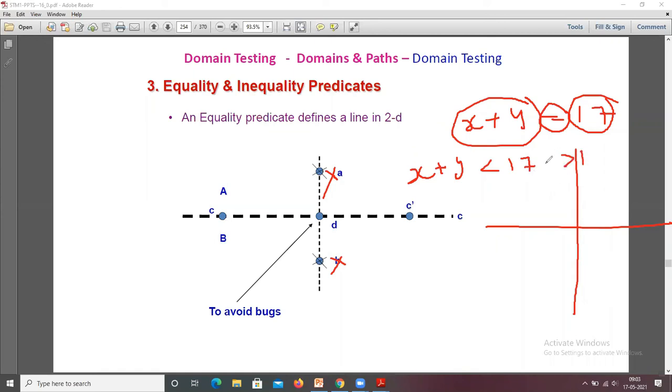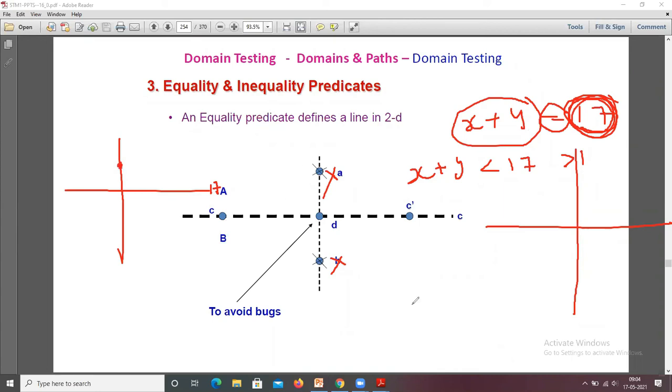now we have the boundary. But with equality and inequality predicates, you check an exact value, x plus y equals 7 or x plus y not equal to 7. In both cases you check only one value. So for an equality predicate you draw the line, and this is the line, for example 17. You check this, and if we get a value off the line, then that is a bug.